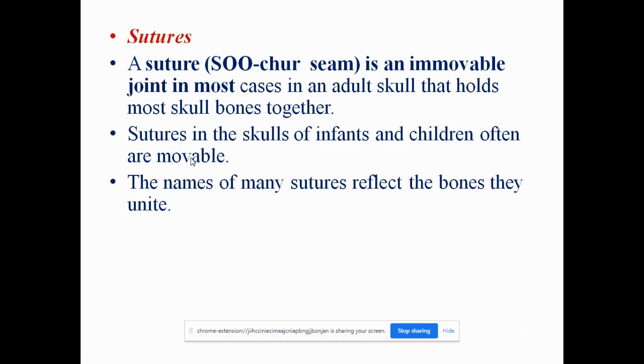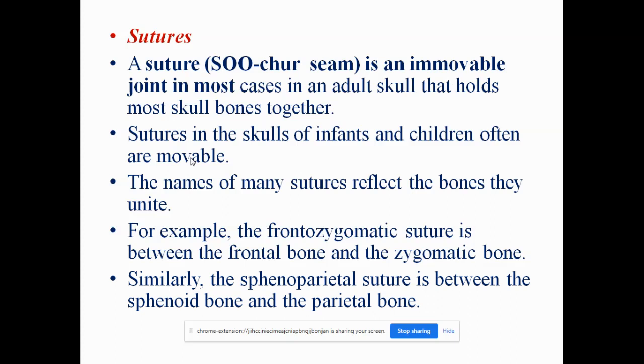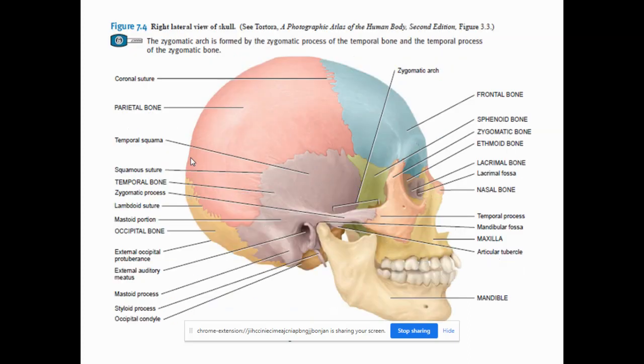The names of many sutures reflect the bones they unite. For example, the frontozygomatic suture is between the frontal bone and the zygomatic bone. Similarly, the sphenoparietal suture is between the sphenoid bone and the parietal bone.